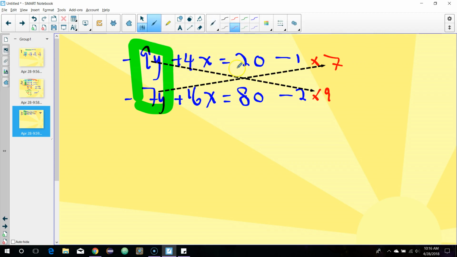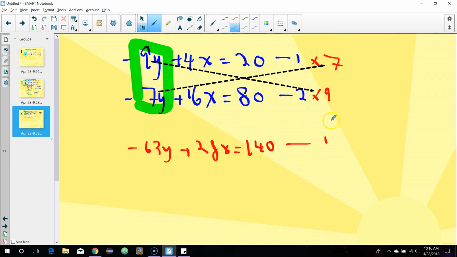Because I'm choosing this, I have to multiply both. So I'll have a negative 63y plus 4 times 7, 28x. 20 times 7 is 140. So my first equation turns into this.